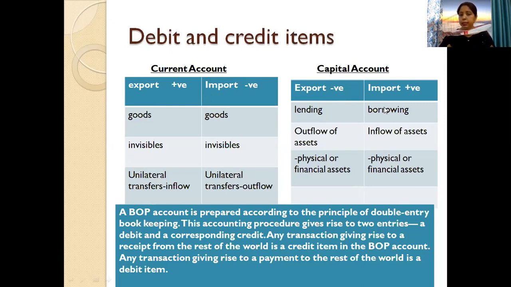So let's start. First is import borrowings, right? So these types of borrowings can be commercial borrowings, we have done already, or external. It is positive. And when we give to some other country, it comes to the negative side. So whenever there is inflow of assets, some assets come into our country, we import, and it comes to the positive side. And when any assets go from our country to the rest of the world, it's an outflow and it goes to the negative side.